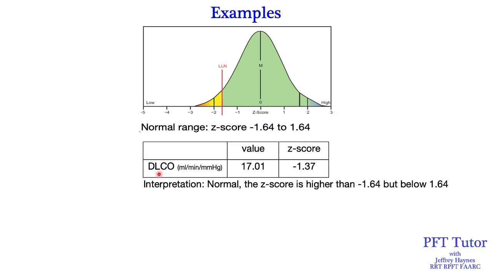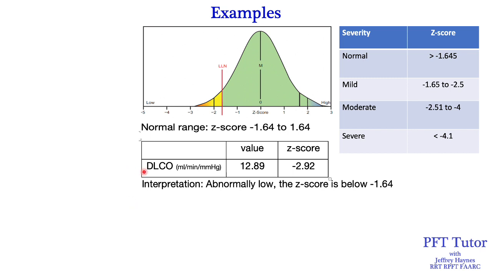Next, we have a recorded DLCO of 17.01 mLs per minute per millimeter of mercury. The z-score is minus 1.37, so that's going to be located in this area right here. So the interpretation is this is normal. The z-score is higher than minus 1.64, but below positive 1.64. As I mentioned earlier, DLCO is a number that could be both abnormally low or abnormally high.